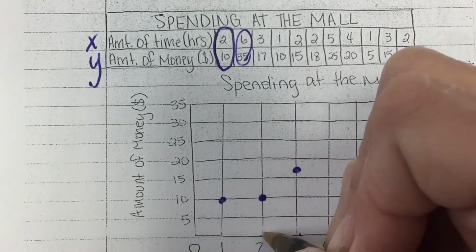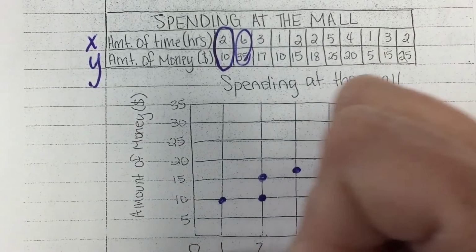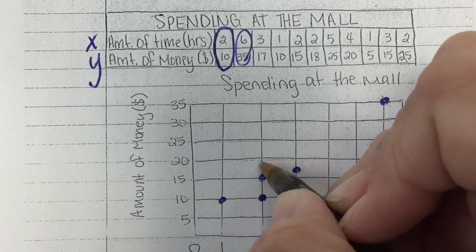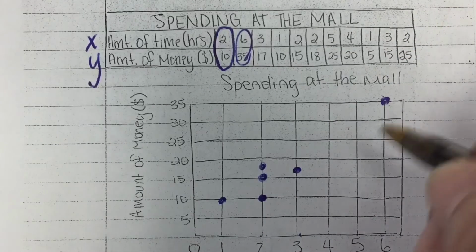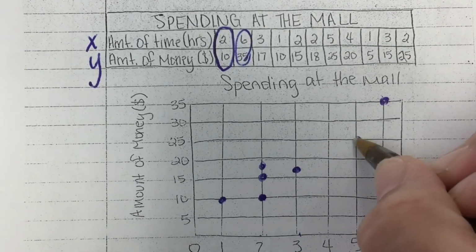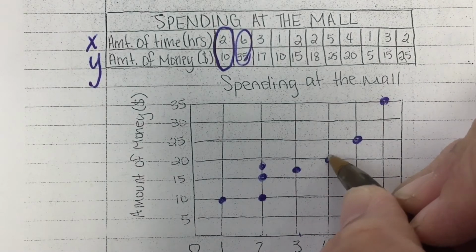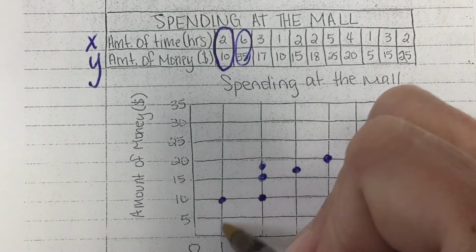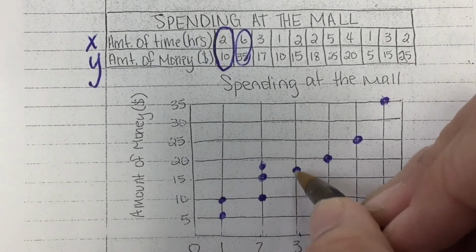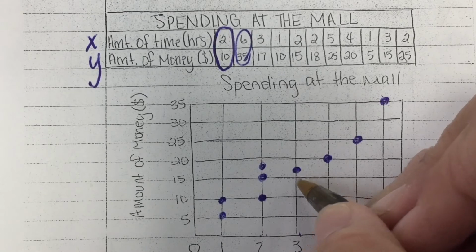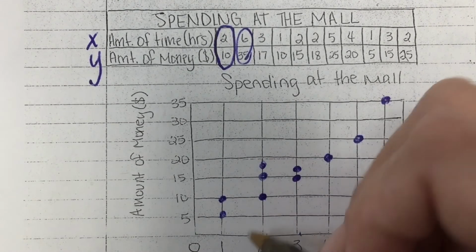2, 15. 2, 18. 5, 25. 4, 20. 1, 5. 3, 15. 2, 25.